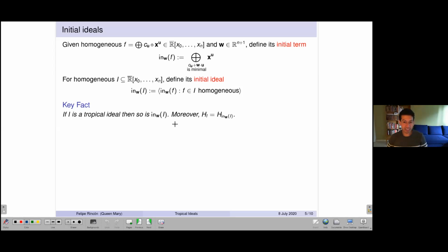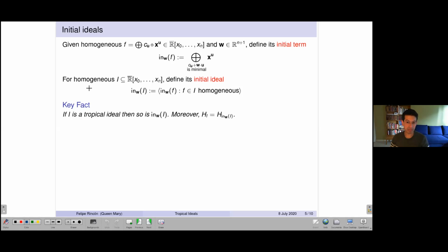So the initial term of a polynomial is just picking out the monomials corresponding to terms of minimal weight. And the weight of a term is the coefficient plus the dot product between the exponent and the weight vector. Basically, you evaluate the tropical polynomial as a piecewise linear function at this point W, and the monomials that achieve that minimum are the ones you record in the initial term. So that's how you take the initial term of one polynomial.